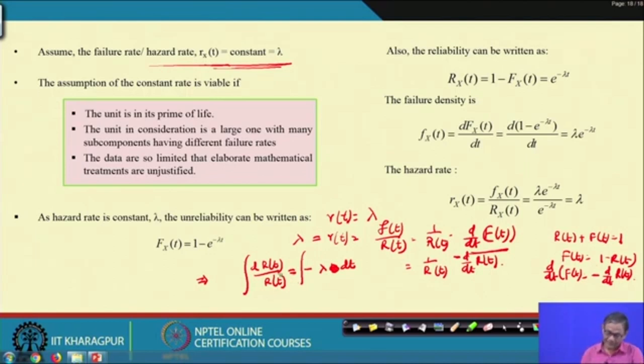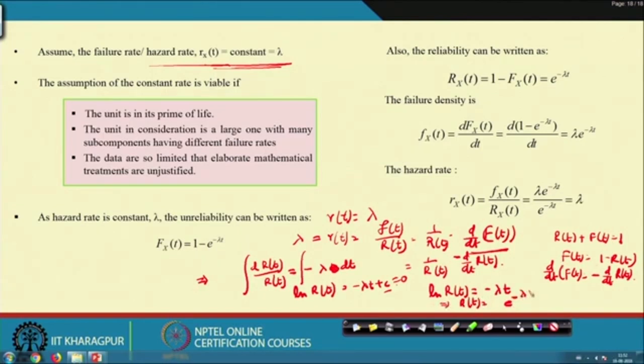obviously, you know that this will be with reference to Rt from 0 to 1 and this with reference to t from 0 to infinity. So if you integrate, what will you get here? You will get log of Rt equal to minus lambda t plus a constant, and under the boundary condition c will be 0. So you are getting log of Rt equal to minus lambda into t. So then Rt will be the antilog of minus lambda t, which is basically e to the power minus lambda t. So Rt equals e to the power minus lambda t.